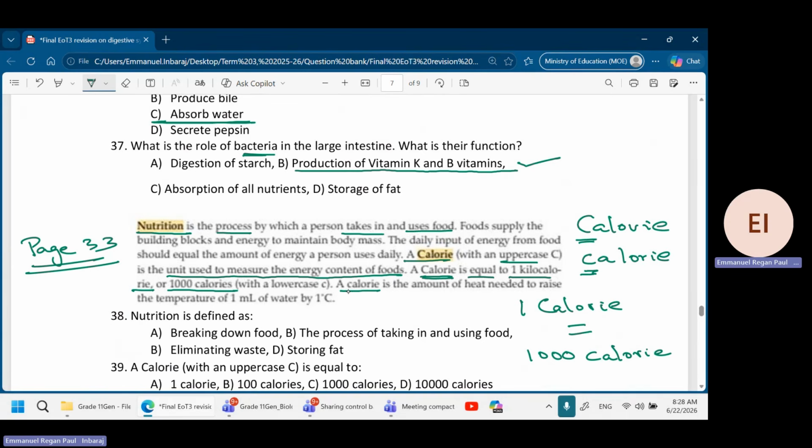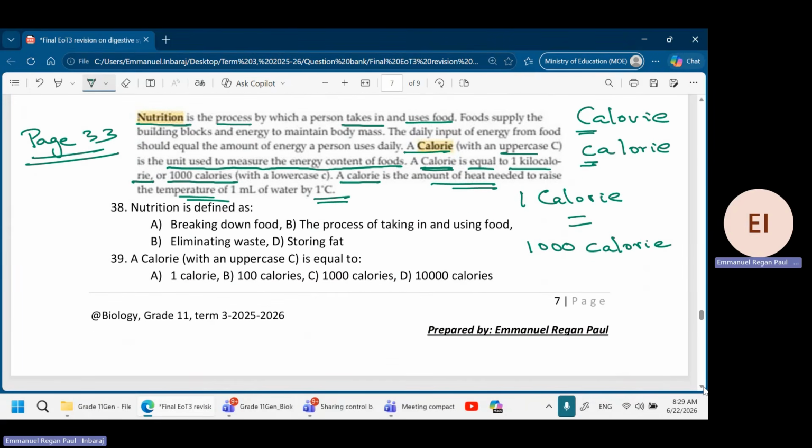And then what is this calorie, the lowercase c calorie? This is the amount of heat needed to raise the temperature of 1 ml of water by 1 degree Celsius. So something related to the raising in temperature by 1 degree Celsius, you should understand that it is calorie with small c. And capital C represents the unit used to measure energy. Okay, now let's continue. What is nutrition?